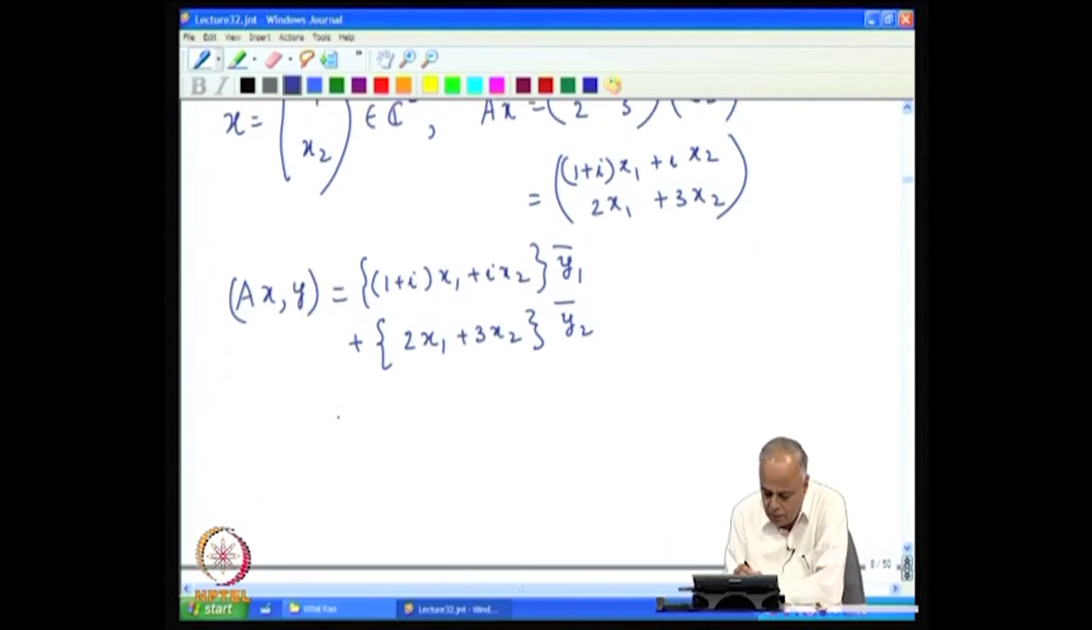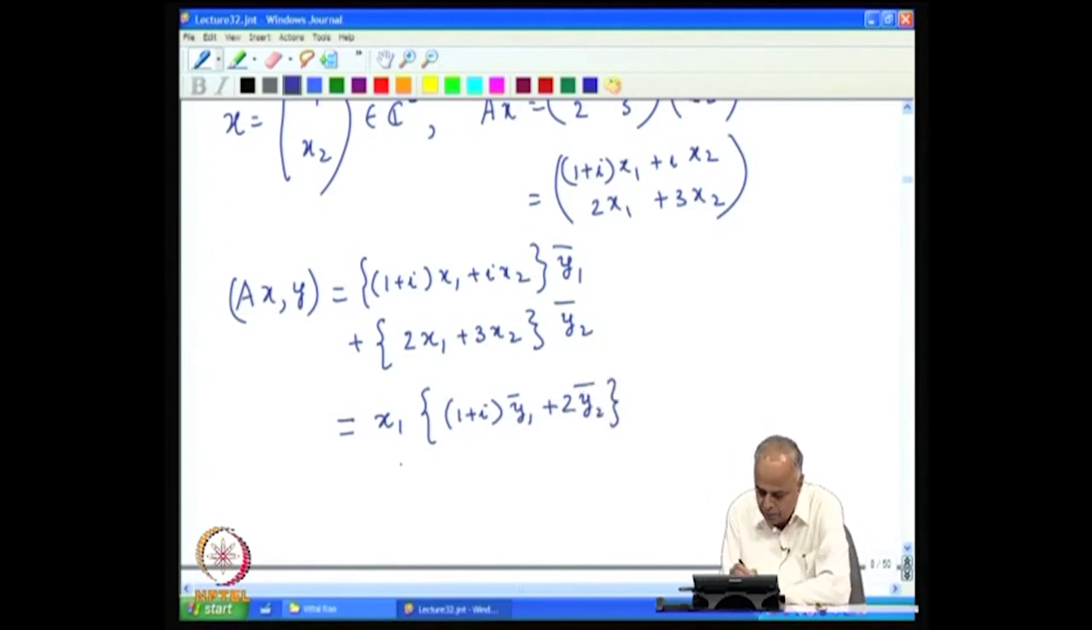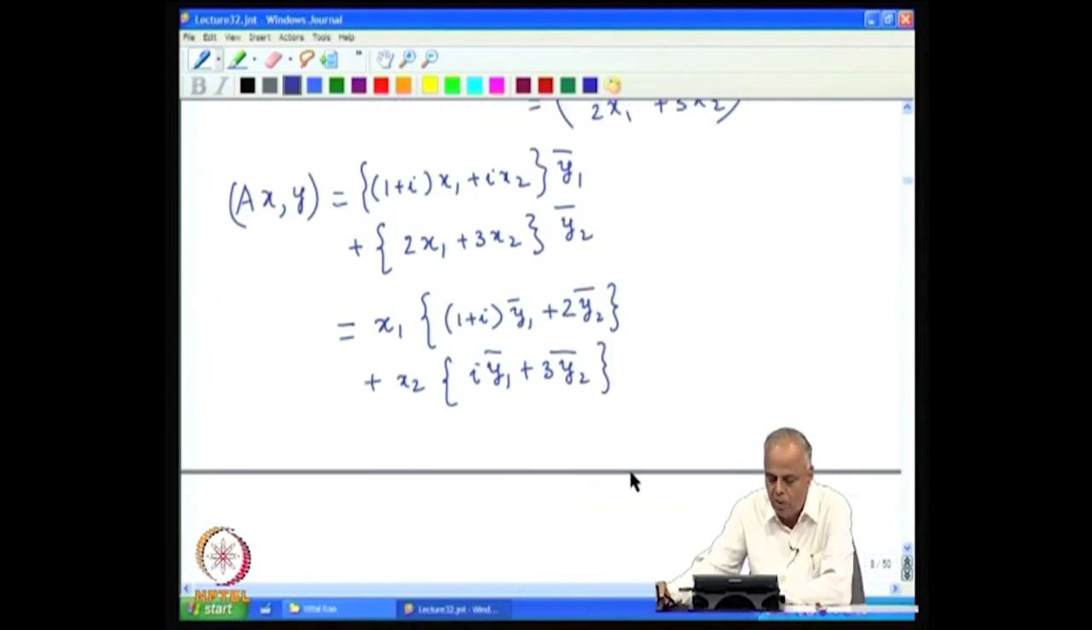We will make a slight readjustment of this. We will write this as x1, collecting all the x1 terms, which is (1 plus i) into y1 bar, and an x1 term also comes from 2 y2 bar. Then we have plus x2 into (i y1 bar plus 3 y2 bar). This is what AX comma y is.